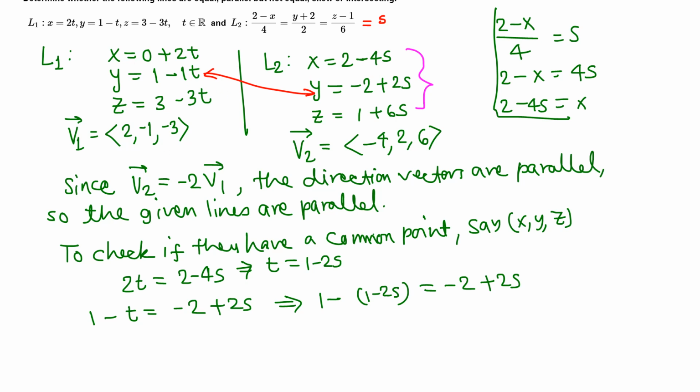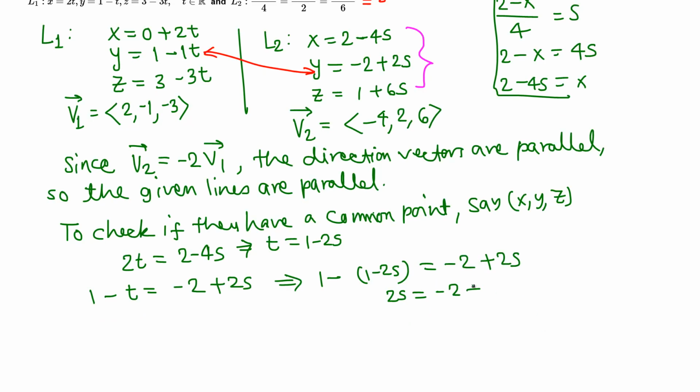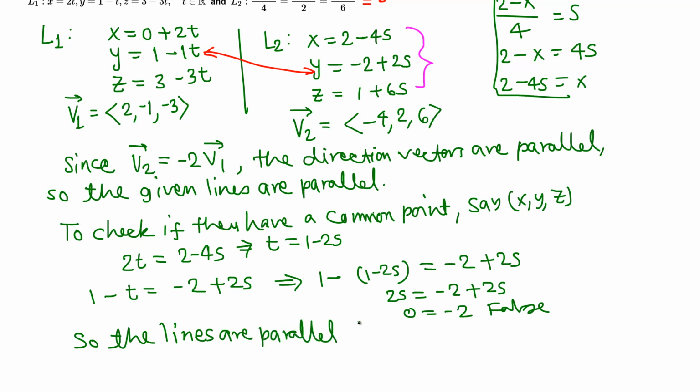Okay, let's see what we're going to get. Distribute the negative, so 1 minus 1 cancels, negative 2s equals negative 2 plus 2s. Subtract 2s from both sides, so 0 equals negative 2. That's false. That means we don't have a common point in these two lines, so they are just parallel, not equal. So the lines are parallel but not equal.